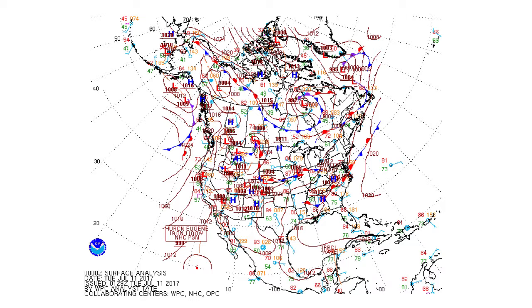One thing to note about this surface analysis is that Hurricane Eugene is southwest of the United States and might be coming up to the US as well. So we're going to have to watch out for that.